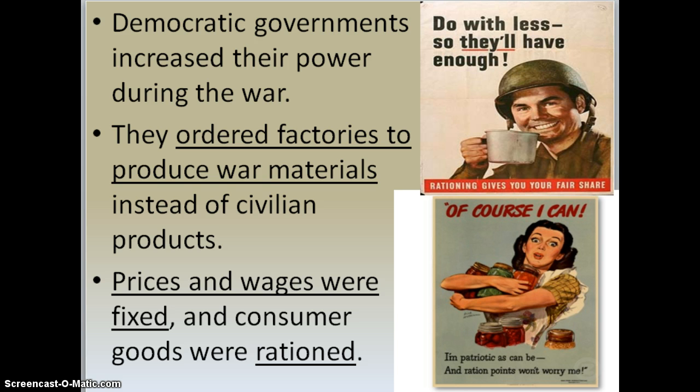So it could be coffee, like the top poster there shows you the guy with the smile, soldier with his cup of coffee, and it shows you the woman saying, "I'm patriotic as can be, the ration points won't worry me," meaning she's going to grow her own vegetables and can them so that she doesn't have to worry about what's available on the grocery store shelf, and she's going to help the war by not taking somebody else's food.